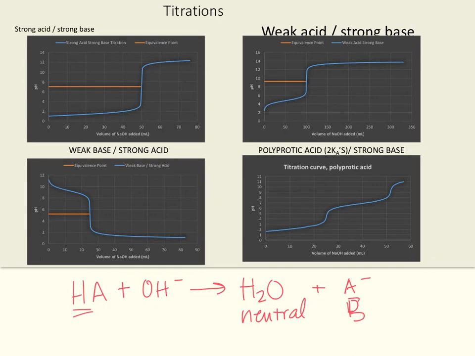And then the polyprotic acid. This is actually a diprotic acid, right? 2 protons, which is 2 hydrogen ions. There are 2 Ks here, and that's why it has 2 equivalence points. So you'll see these little hills. You'll see more than one if it's polyprotic. If it's a triprotic acid, you'd see 3.